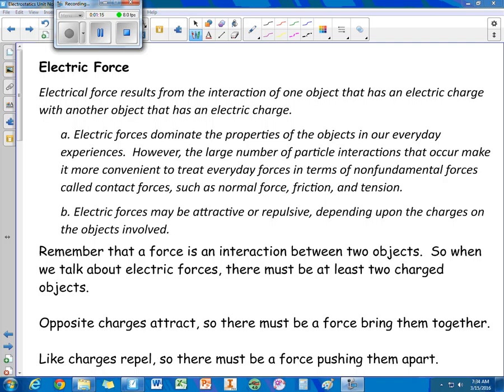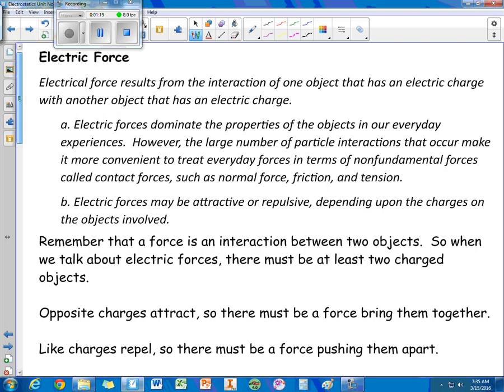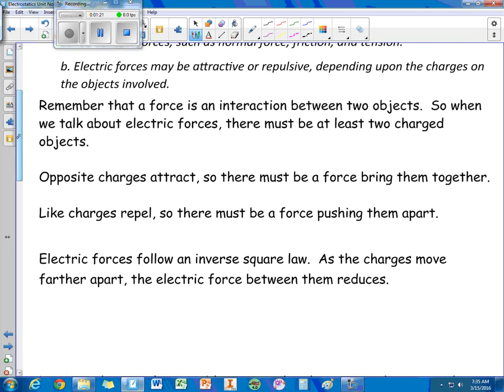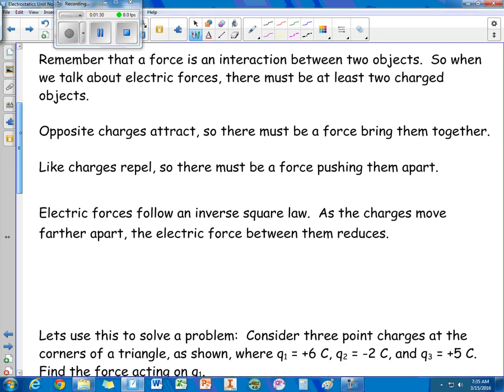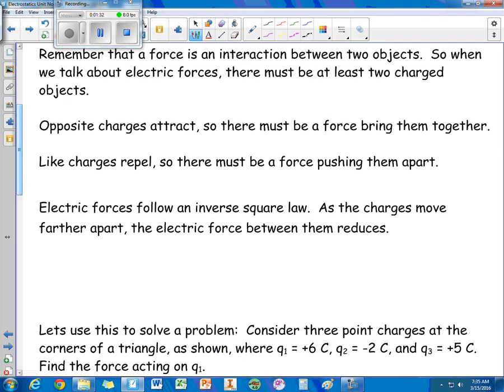Electrical forces may be attractive or repulsive, and it just depends on the charges. So, something to remember is that a force is an interaction between two objects. So, when we talk about electric forces, there must be at least two charged objects. And then, again, opposite charges attract, like charges repel.